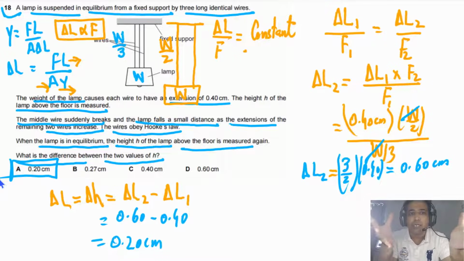Simply you need to understand what is the new value of tension in the wire, and if you have the new value of tension in the wire, you can find out the new value of extension, then simply subtract. So the answer for this question is A. A beautiful question, and this technique is very useful. Tricky questions are based on this technique.